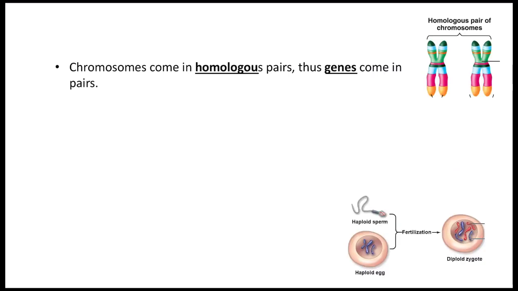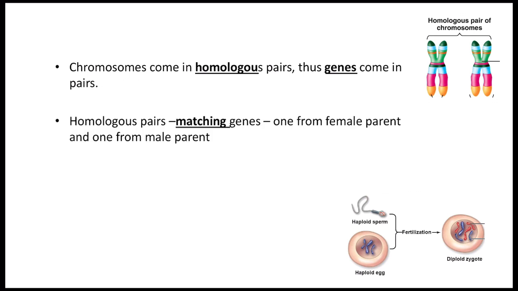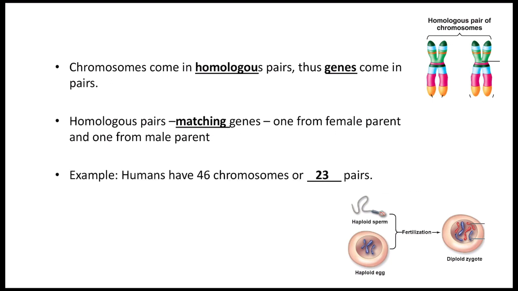Chromosomes come in homologous pairs, and thus genes come in pairs. Remember that humans have 23 pairs of chromosomes. Homologous pairs contain matching genes, one from the female parent and one from the biological male parent. So you've got equivalent genes on each of these chromosomes from each biological parent. For example, humans have 46 chromosomes or 23 pairs.